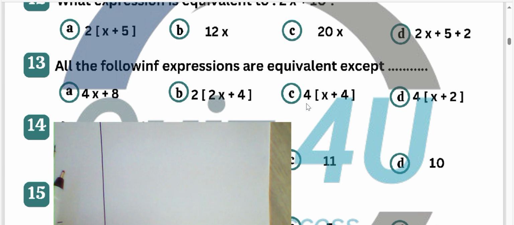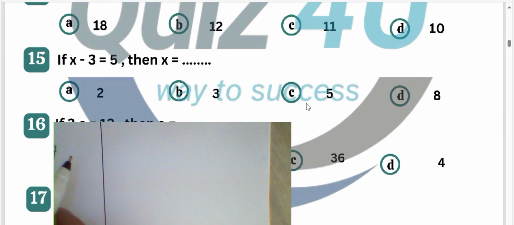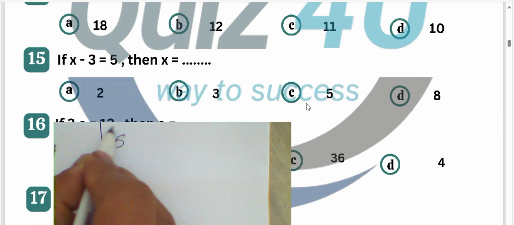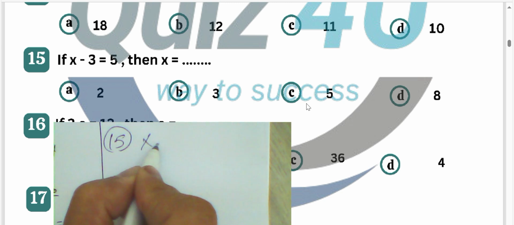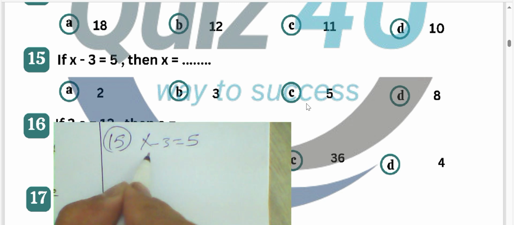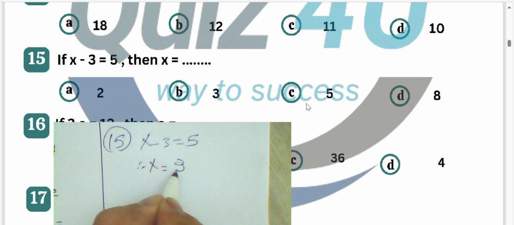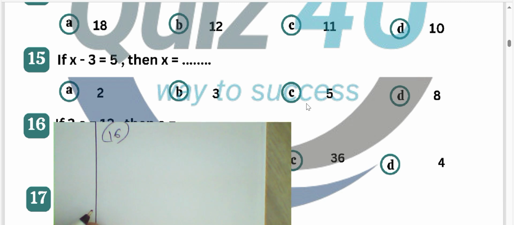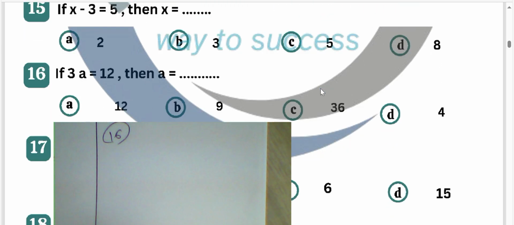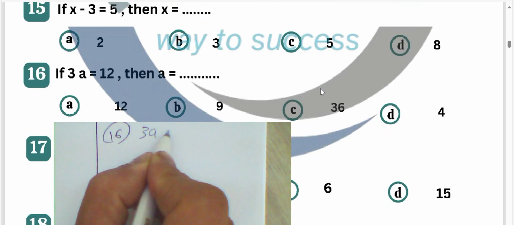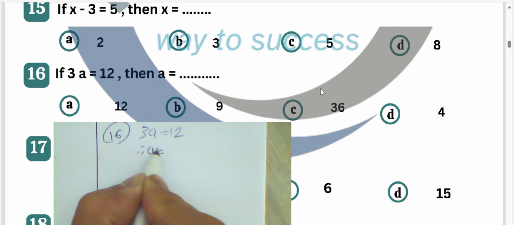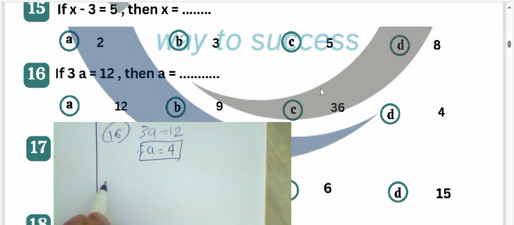Next, question number 15. If x minus 3 is 5, then the value of x here will be 8, because 8 minus 3 will be 5. Question 16. If 3a equals 12, then the value of a equals 12 divided by 3 equals 4. Then the value of a equals 4.